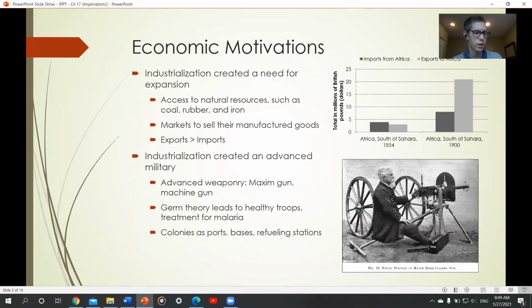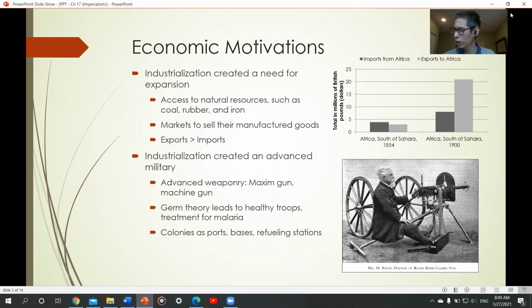All right, working through some of the different motivations of imperialism. Why did Europeans sail halfway around the world to conquer and enslave and exploit other peoples? Well, a lot of it was economics. Industrialization, again, created a need for expansion, at least a need from the European perspective. They needed more natural resources, like coal to power their machines, iron to build their machines, or rubber to build wheels and tires and things like that.